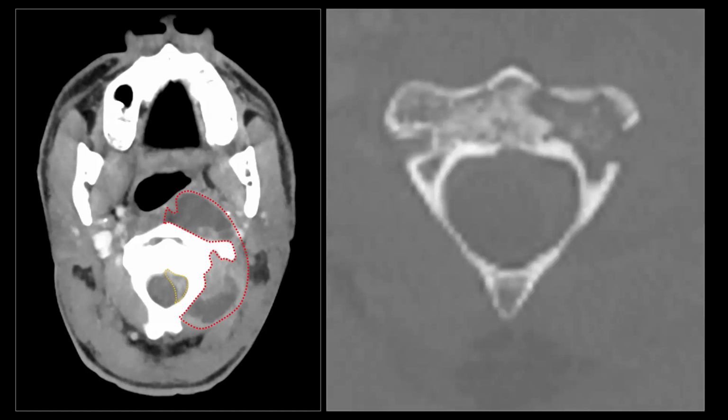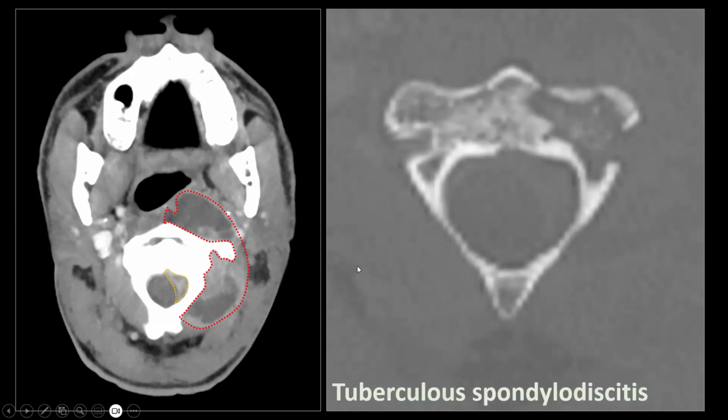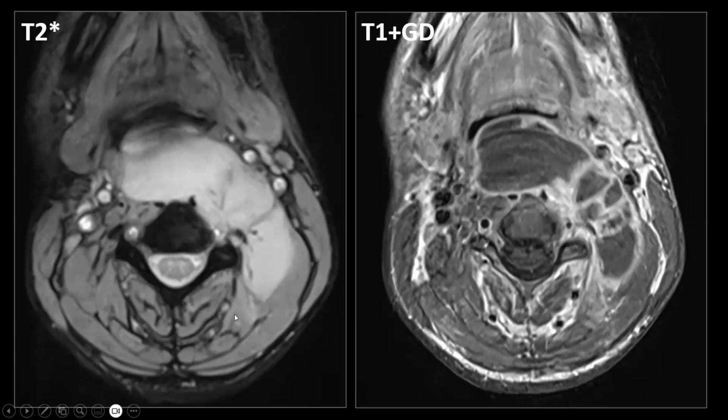On bony reconstructions, we saw an area of lytic destruction of part of the atlantodental joint on the right side, and the final diagnosis in this patient was tuberculous spondylodiscitis, or tuberculous spondylitis rather, because the disc was not involved. Well, there was no disc at that level.